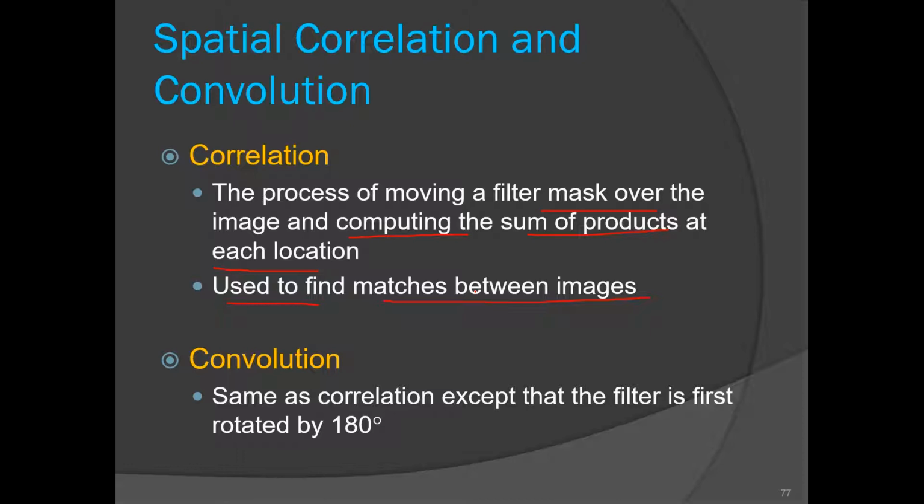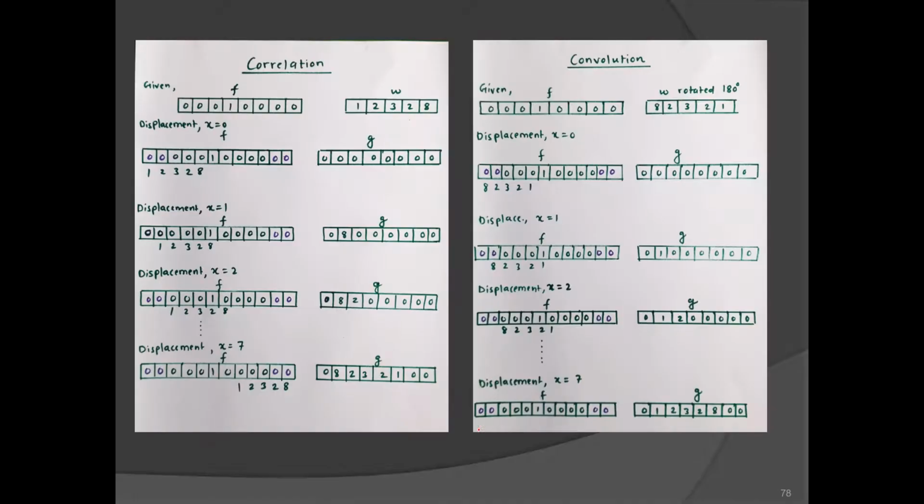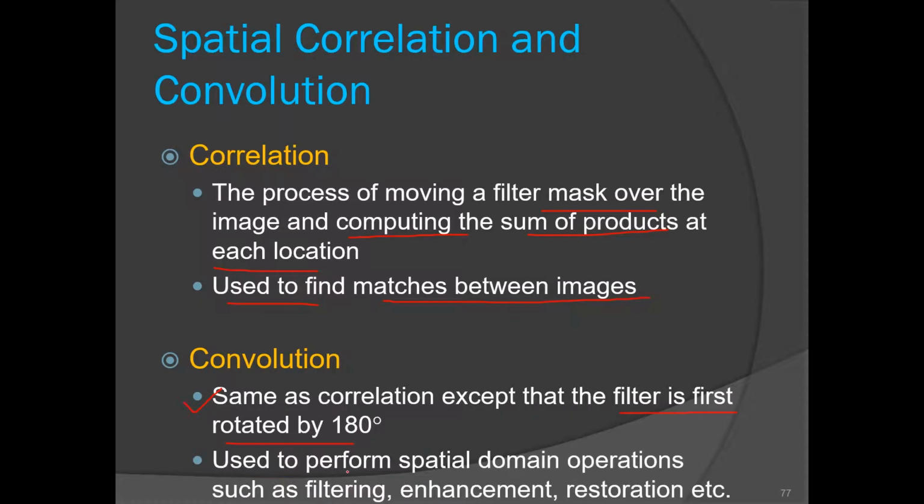Convolution is the same as correlation, but here we first rotate the filter by 180 degrees. So the same as correlation, except that the filter is first rotated by 180 degrees. Here also we perform the sum of products, but before that we rotate the filter by 180 degrees. That is the difference, and it is used to perform spatial domain operations like filtering and enhancement. This is the application of convolution.